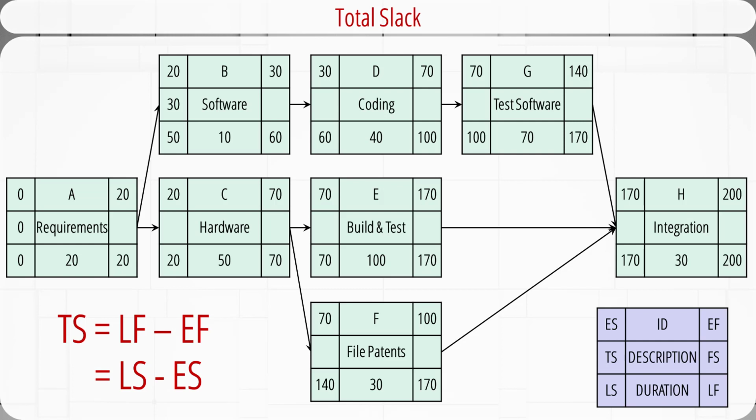For B, total slack is 60 minus 30, or 50 minus 20. The result is 30. It means the early start, which is day 20, can be delayed by 30 days to day 50 without delaying the whole project. Any more delay beyond 30 days for activity B will delay the project. For D and G, they are also 30. For C, E, and H, there is 0 total slack. For F, the total slack is 70.